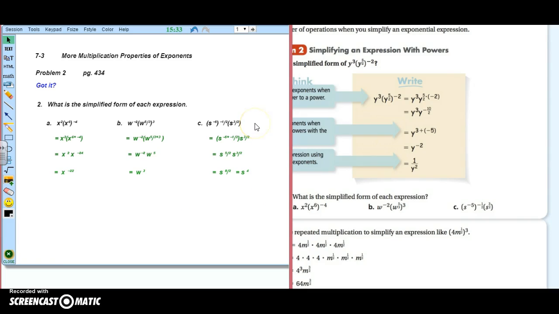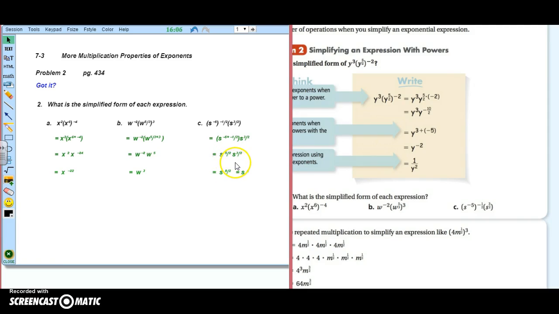Part C says (s to the negative 5th) raised to the negative 1/2 times s to the 3/2. We never put an exponent in front of parentheses, so the negative 1/2 would never go with the s to the 3/2 in this case. So the negative 1/2 only applies to the s to the negative 5th. So we're going to multiply that negative 5 and negative 1/2. Double negative, so 5 over 1 times 1/2 is 5/2.